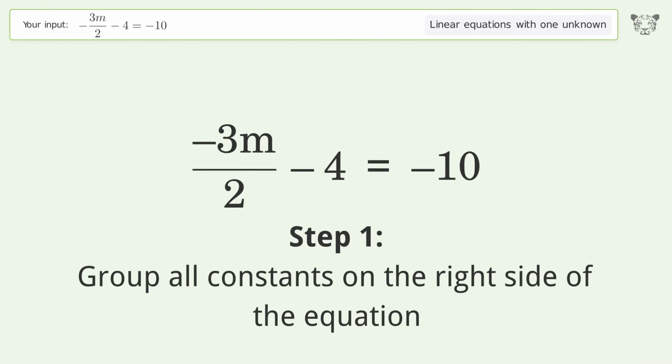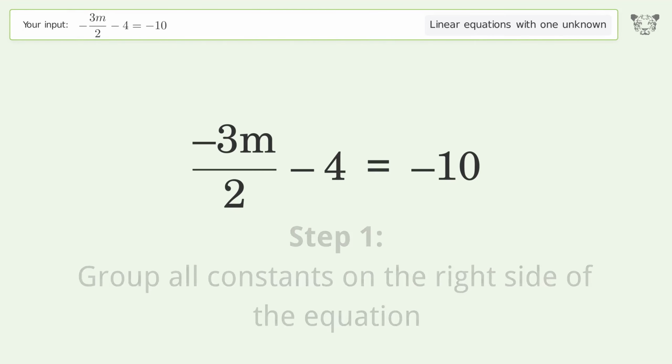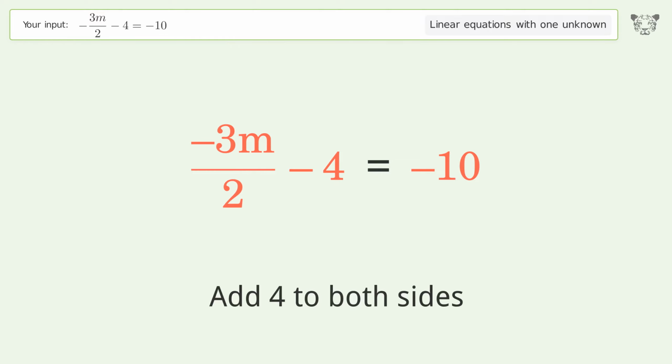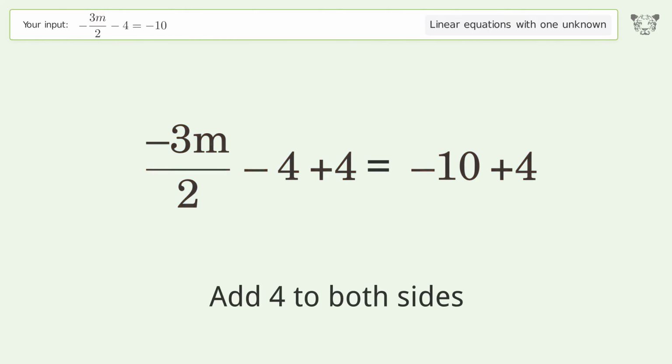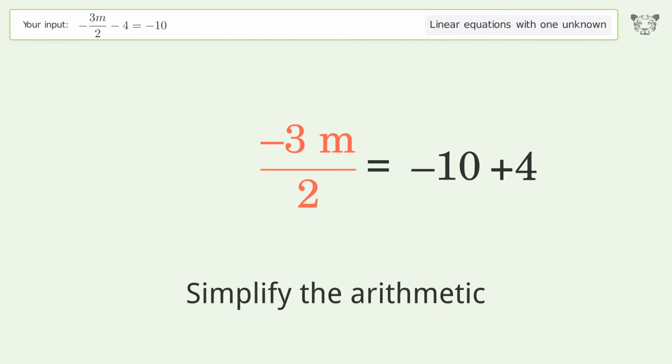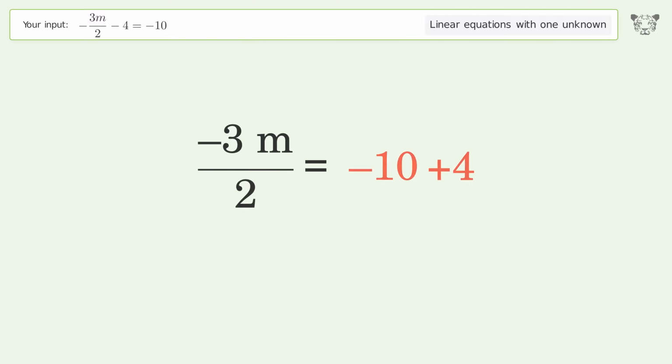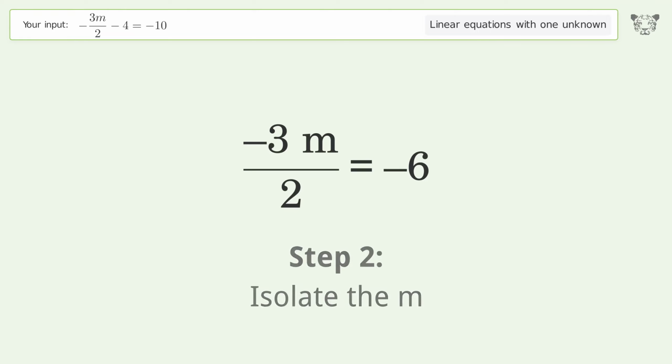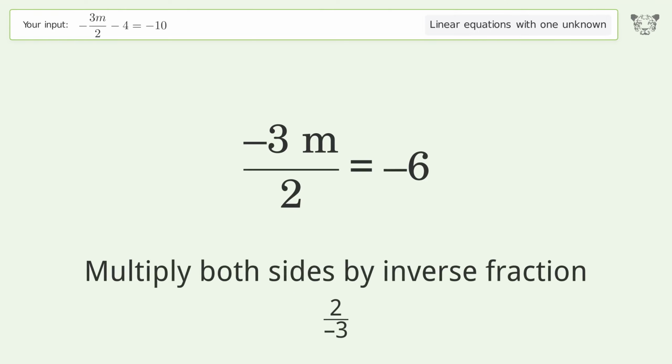Group all constants on the right side of the equation. Add 4 to both sides. Simplify the arithmetic. Isolate the m. Multiply both sides by inverse fraction 2 over -3.